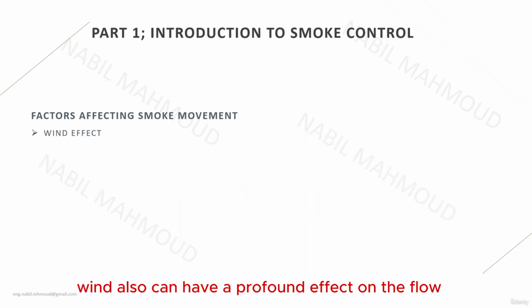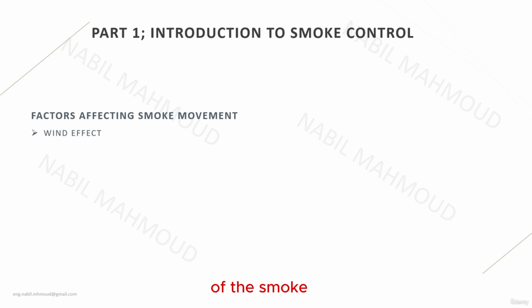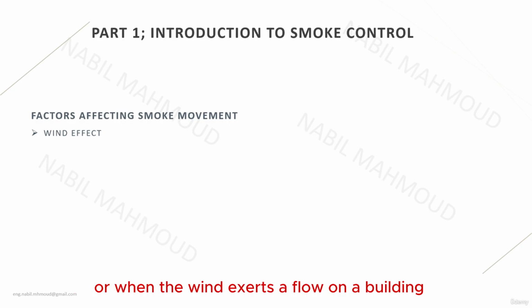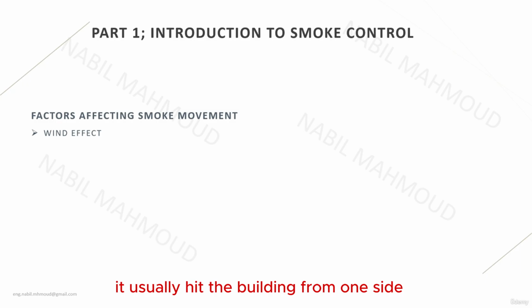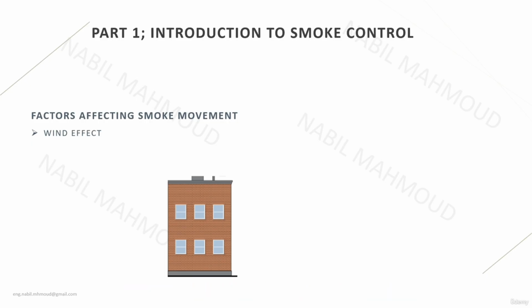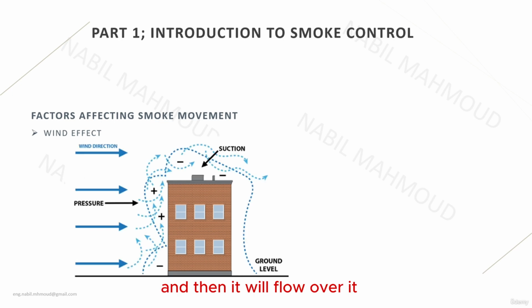Wind also can have a profound effect on the flow of the smoke or the spread of the smoke inside the building, and this is especially clear in high-rise buildings. This is because when the wind exerts a flow on a building, it usually hits the building from one side. Let's say for example on this figure on the left side of the screen, if there is a wind condition exerted on a building, it will hit it from the left side, then flow over it and go to the right side and continue the flow of the wind.